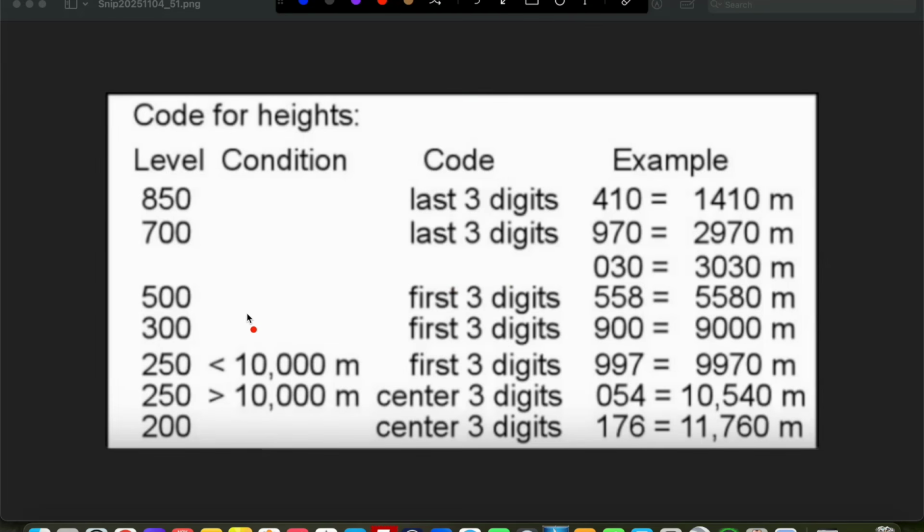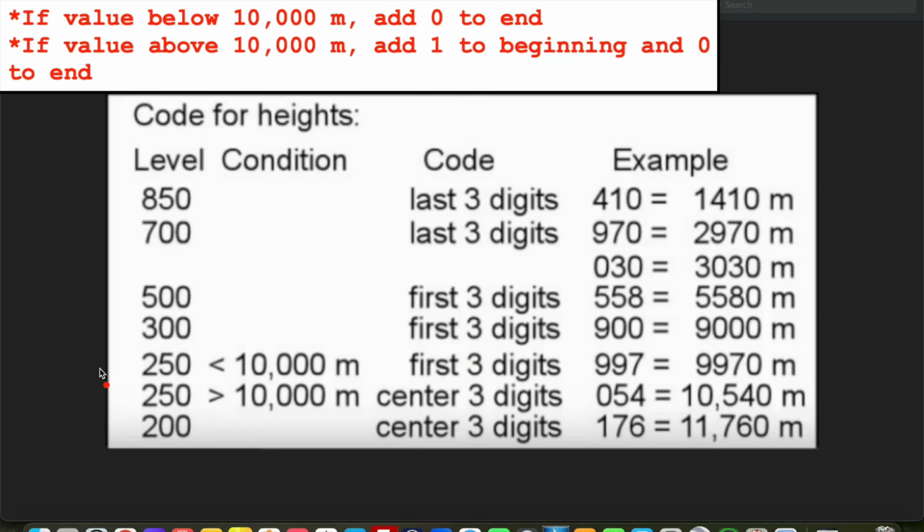The difference comes in whether your geopotential height value is below or above 10,000 meters. If the geopotential height value is below 10,000 meters, in most cases this is going to mean that the leading digit is a 9. Then the first 3 digits of the number are listed, and we add a trailing 0. So in this case, 997, that leading value is a 9. It means it's below 10,000 meters, so we add a 0 to the end for a final value of 9,970 meters.